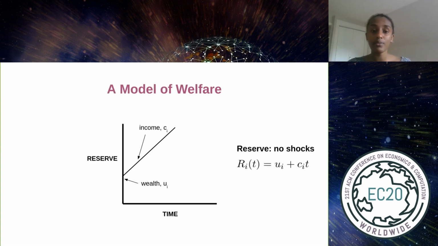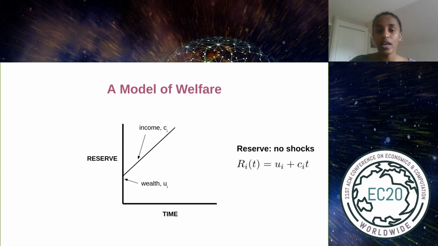So in the absence of shocks, the agent's reserve is given by the simple expression that you see here. The agent's reserve, which is r sub i at time t, is what their reserve was at time 0, which is their initial wealth, plus their income times t, right?